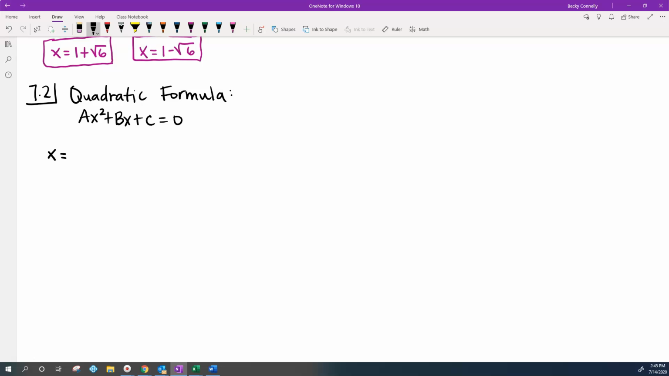x equals negative b plus or minus square root of b squared minus 4ac all over 2a.